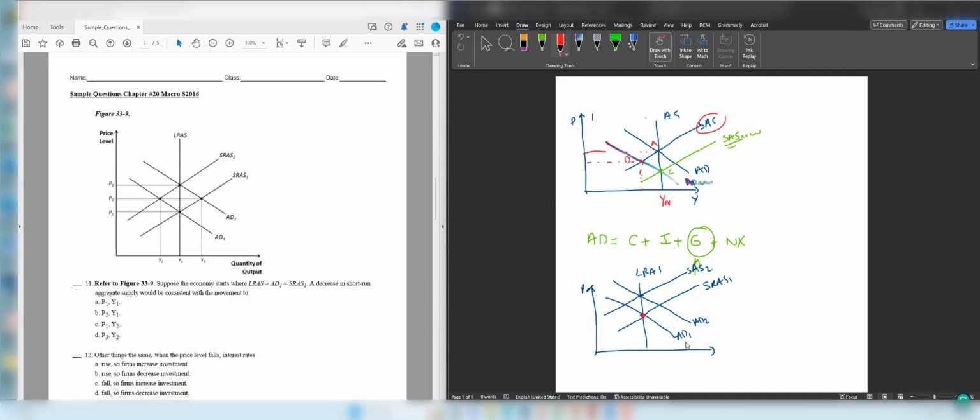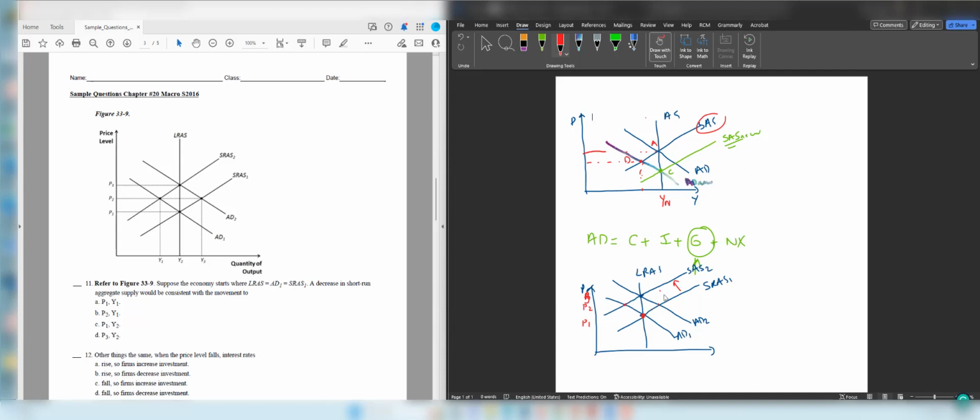We are starting here: long-run aggregate supply equals AD1 equals SRAS1. A decrease in short-run aggregate supply would be consistent with the movement of what? If there is a decrease in the short-run aggregate supply curve, then it is going to shift like this, to the left. Left represents a decrease. And then what happens? Now let's write out the prices. This price is P3, this price is P1, and this price is P2.